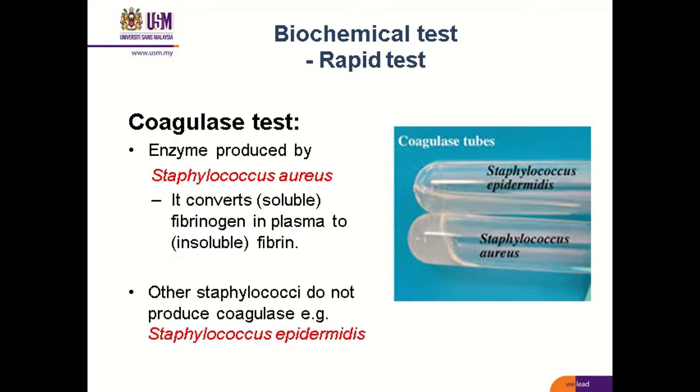And then Staphylococcus aureus also produces the enzyme coagulase, which converts the soluble fibrinogen in plasma into the insoluble fibrin. This enzyme is not produced by coagulase-negative staphylococci such as Staphylococcus epidermidis.